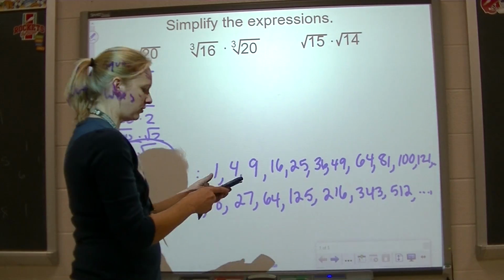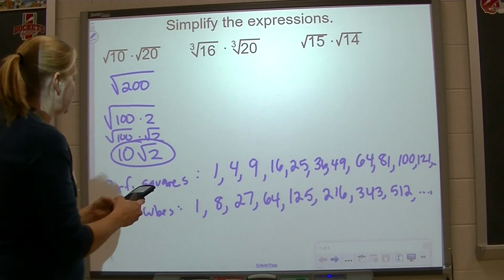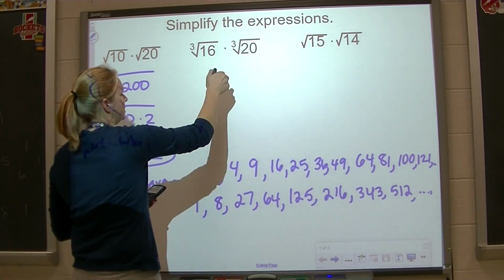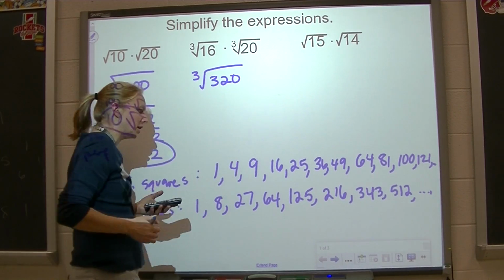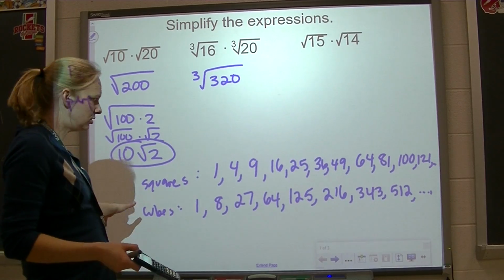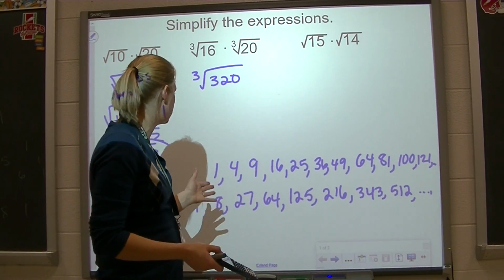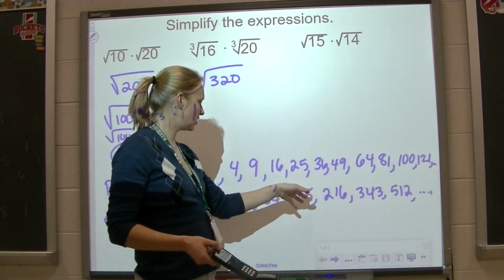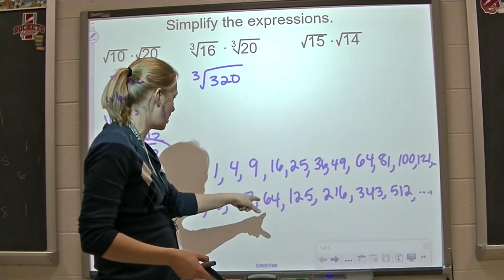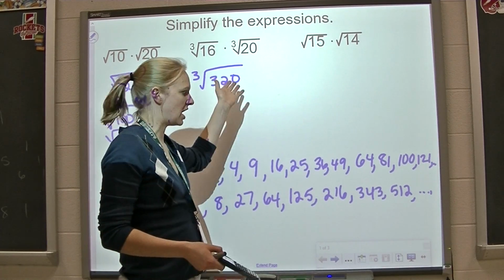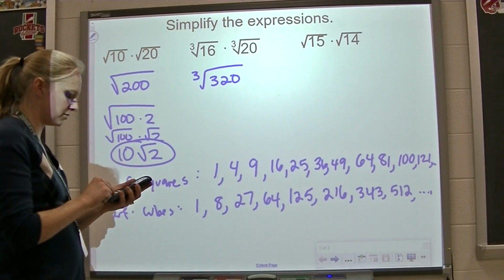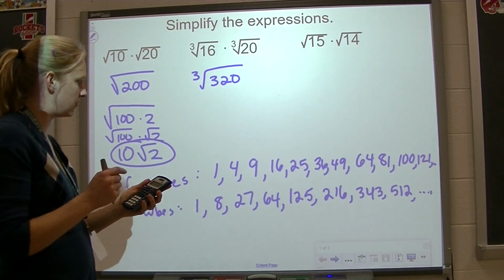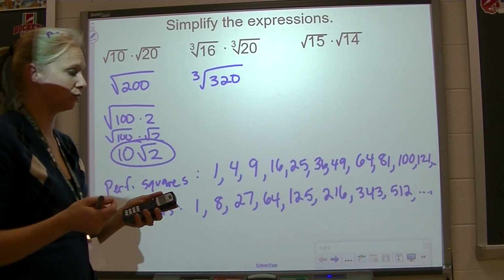Cube roots, same thing. They're both cube roots, so I can do the cube root of 16 times 20, and that gives me the cube root of 320. So I know the closest thing I could find divisible, it's nothing that's going to be bigger than 125, because 216 is more than half of 320, so it can't be that. So I'm going to start with 125. So I'm going to take 320 divided by 125. I get 2.56. Okay, that doesn't work.